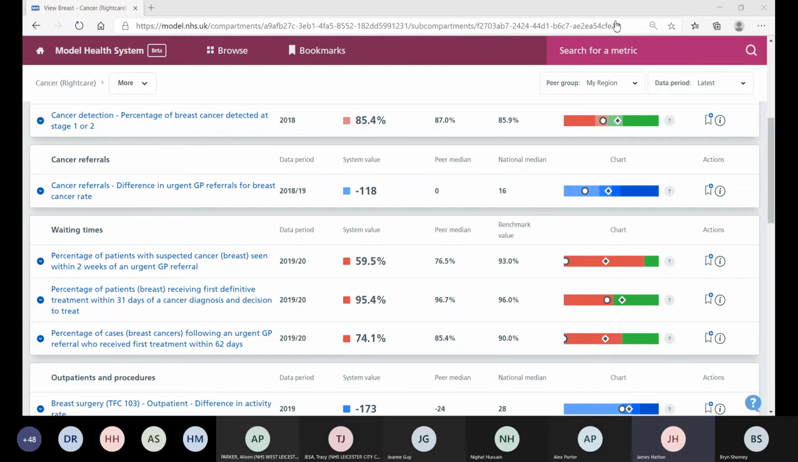But any advice or any metrics that we could do to support improving quality, any advice would be good. Thank you.